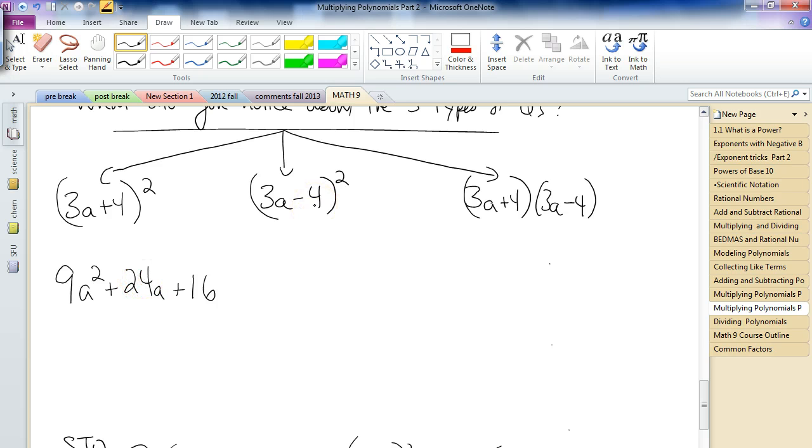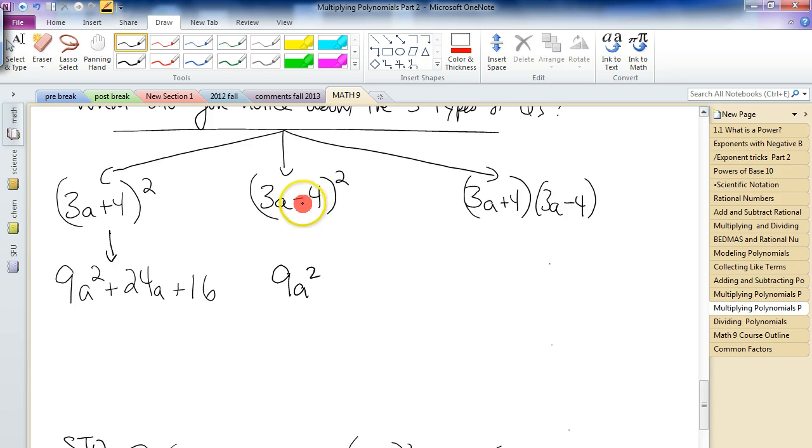How's it different for the subtracting? Well, it's pretty much the same. That's the answer for that. You're going to do the same thing. 3a times 3a, or 3a squared is 9a squared. 3 squared is 9. A squared is that.